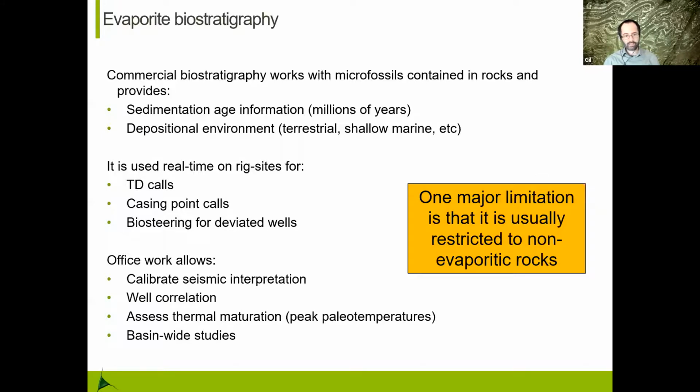And then you can do basin-wide studies, reservoir scale correlation. There's many other things that you can use biostratigraphy for. One major limitation of biostratigraphy, at least until recently, is that it's usually restricted to non-evaporitic rocks. So usually the evaporites are simply not studied. Well, if you have the right technique, there's actually no reason why you shouldn't also study the evaporitic sequence.